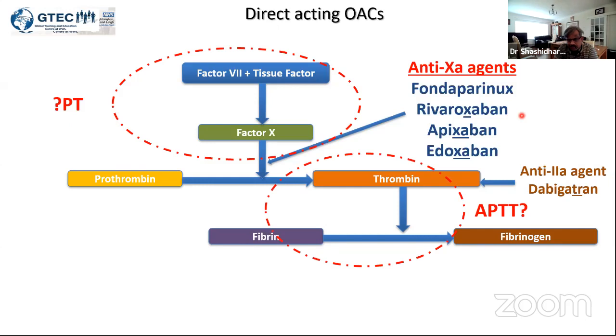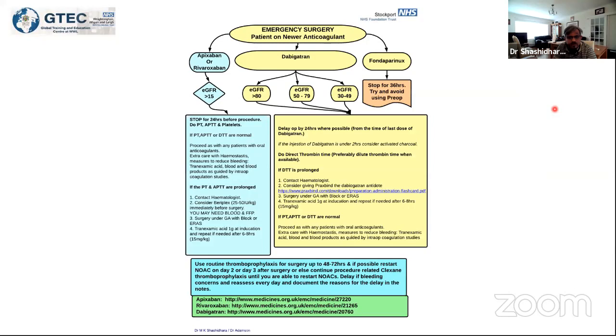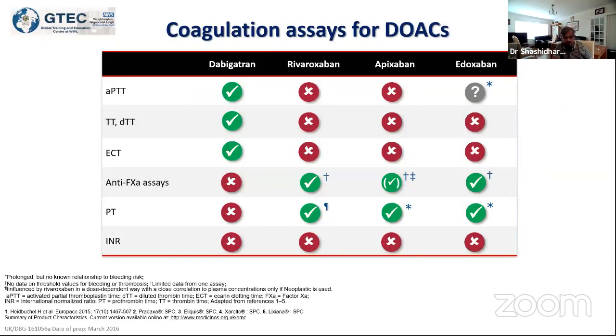For dabigatran, the APTT is prolonged, but more often we use dilute thrombin time. If you have a normal dilute thrombin time, it's unlikely the effect of dabigatran is there. But fortunately for dabigatran, we do have an antidote called idarucizumab, so we use the antidote for dabigatran now. Testing I already covered, so I'm just going to move on.